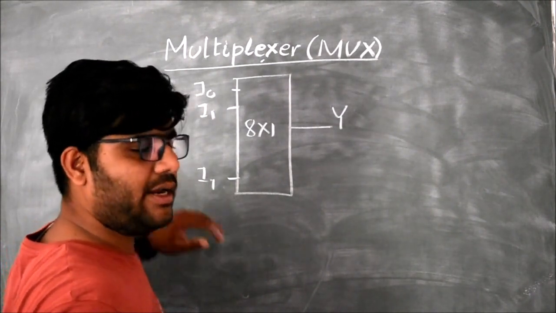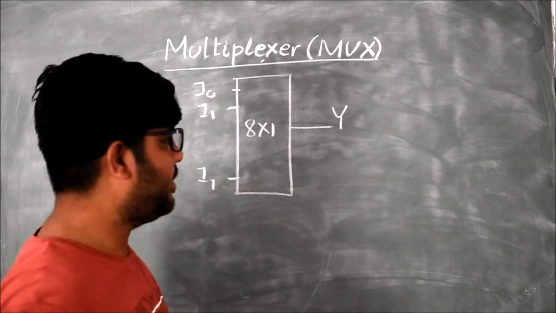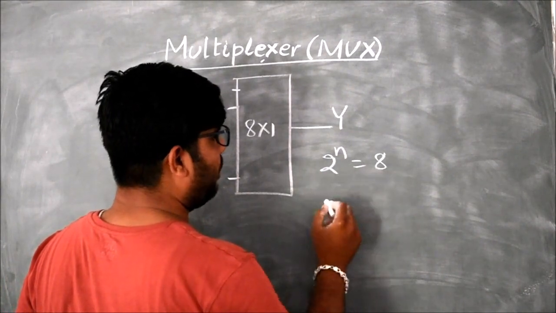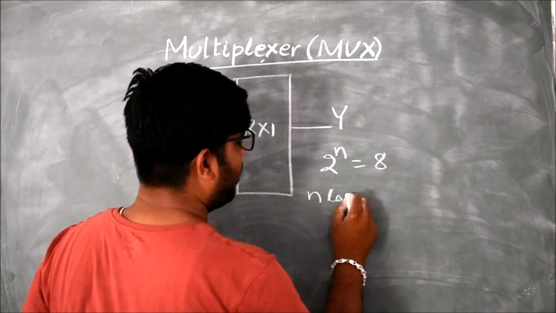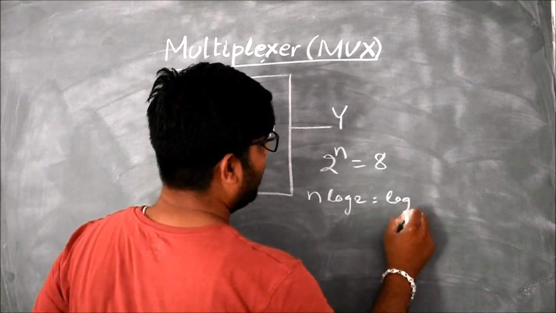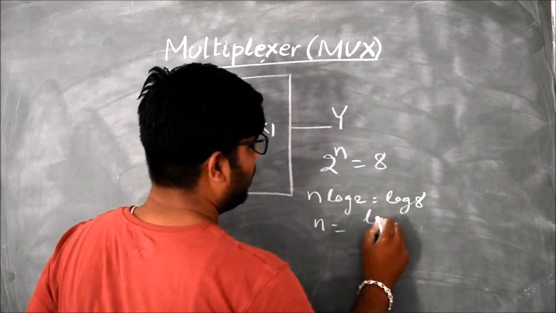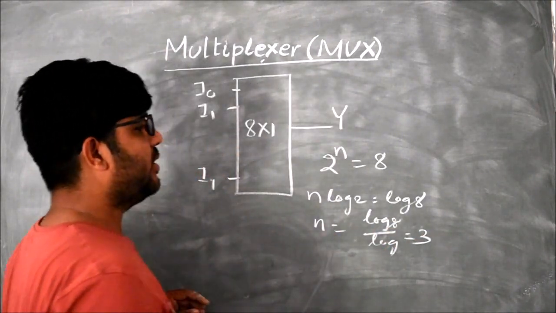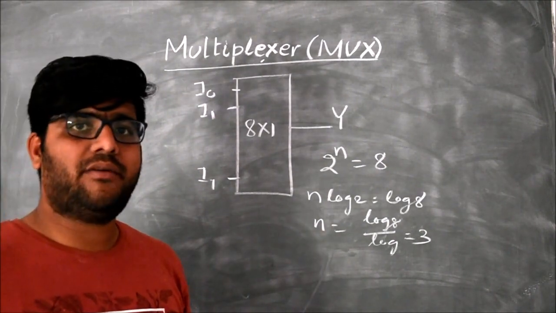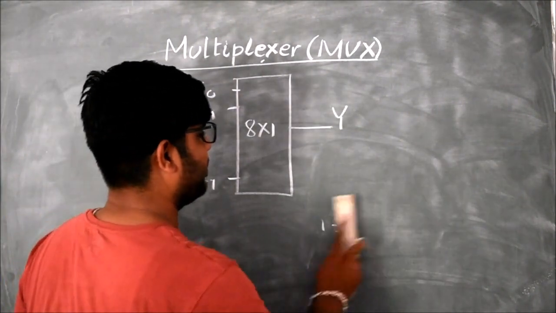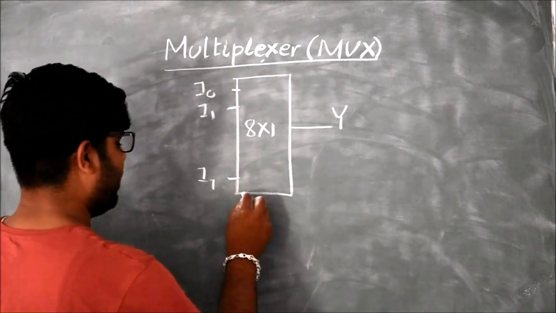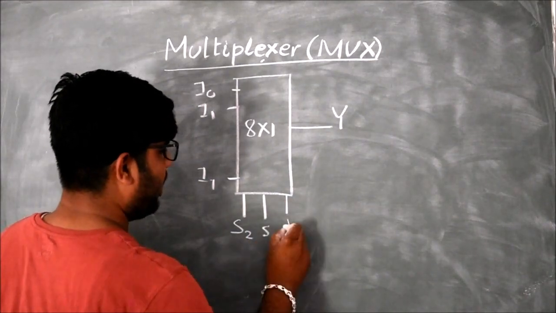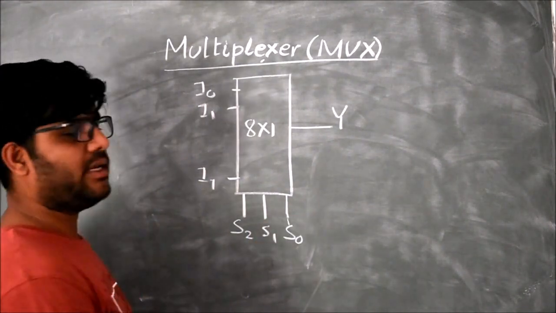So how many selection lines? 2 to the power n is equal to 8. If you take log on both sides, n log 2 is equal to log 8. So n is equal to log 8 by log 2, which is equal to 3. So you need to have 3 selection lines. Those are S2, S1, S0. So 3 selection lines.